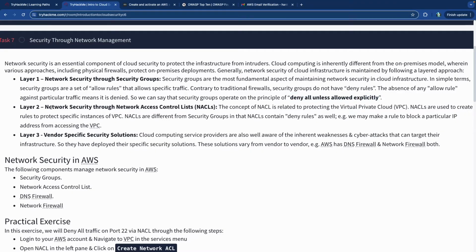Then you have layer 2, which is network security through network access control lists. The concept of NACL is related to protecting the virtual private cloud, and they are used to create rules to protect specific instances of the private cloud. Network access control lists are different from security groups in that NACLs contain deny rules as well, and we can make a rule to block a particular IP address from accessing the virtual private cloud.